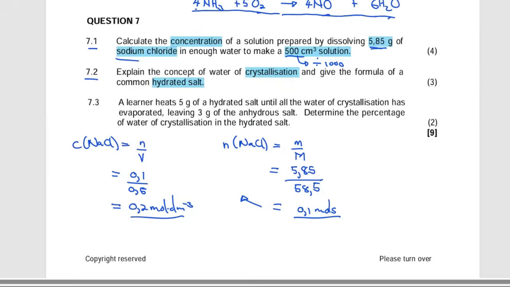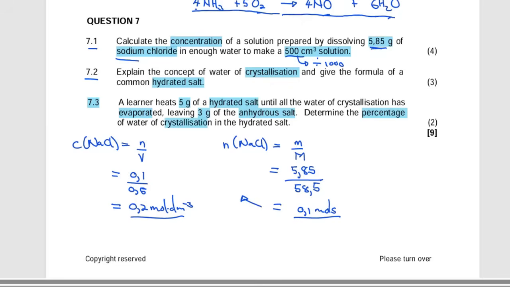Then moving on to question 7.3. It says a learner heats 5 grams of a hydrated salt until all the water of crystallization has evaporated, right? And then leaving 3 grams of the anhydrous salt. So anhydrous salt is without water. Determine the percentage of water of crystallization. So we're looking for the percentage of the water of crystallization in the hydrated salt, right?